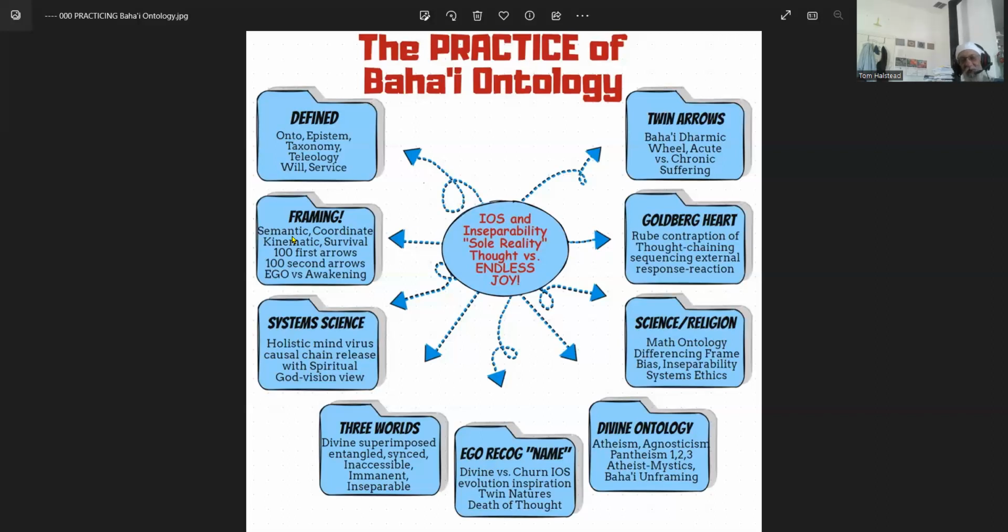In other words, you're pitting one frame against the other, and this is happening all the time in our current political situation, which I will not bring up or mention because Baha'is are completely nonpartisan. But anyway, so you've got that semantic idea of framing. You've got coordinate framing, which I just love.